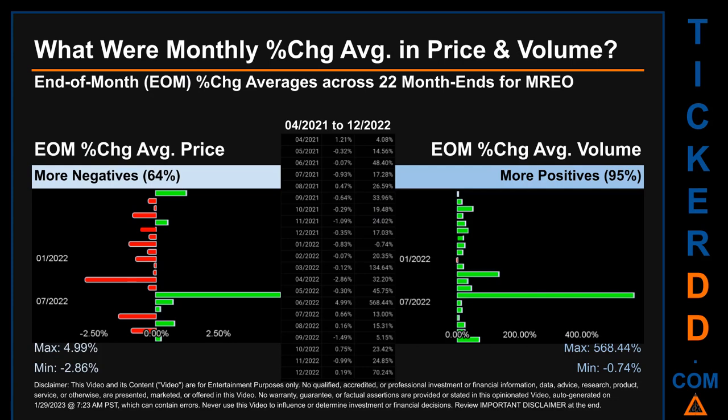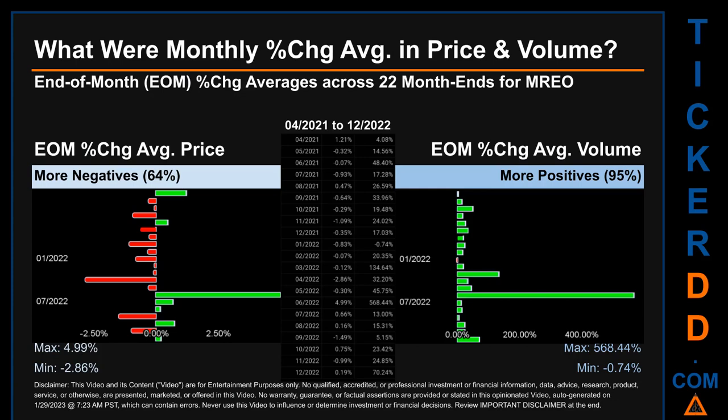What were end-of-month percentage change averages in price and volume for MREO? The monthly average of percentage change, in price and in volume, were calculated for each of the 22 month ends. That calculation took daily percentage changes and averaged them for each given month. If a month end came out negative, then it means that the month summarily saw a negative change.